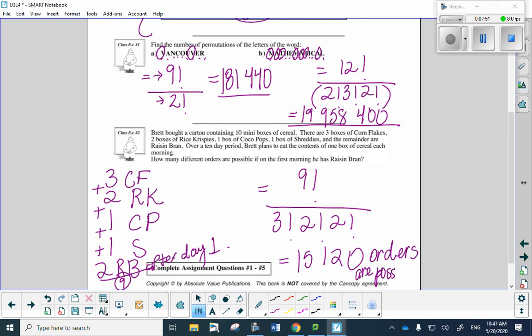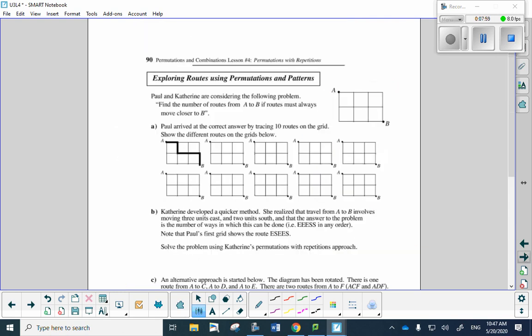So that's the first part of our repetition lesson. Now we're going to look at what we call pathway questions. So we're going to look at the next page, and these are going to be linked to what we've been doing with repetitions. So it says exploring routes using permutations and patterns. So same thing, I'm not going to worry about this whole investigation part. What I want you to look at is these are the types of questions we're going to be doing when I refer to a pathway question.